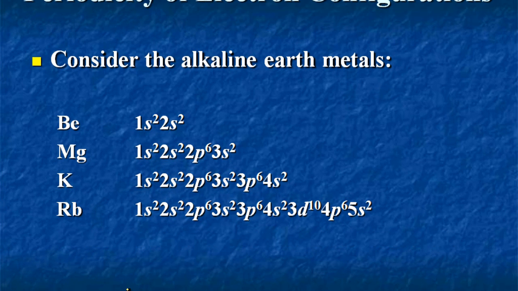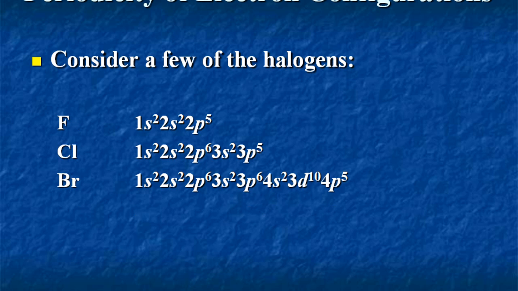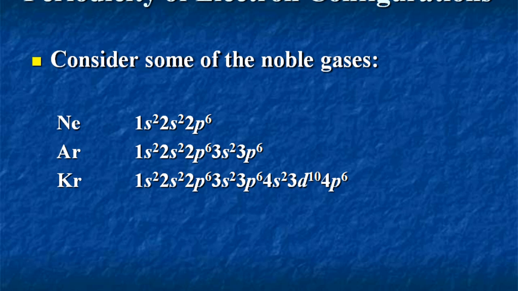Consider the alkaline earth metals, group 2 metals. How are they ending? Halogens, fluorine, chlorine, bromine. How are they ending? Okay. And some of the noble gases. They are all ending with a P6?